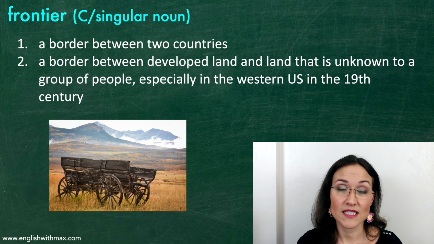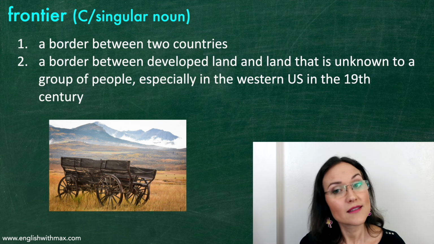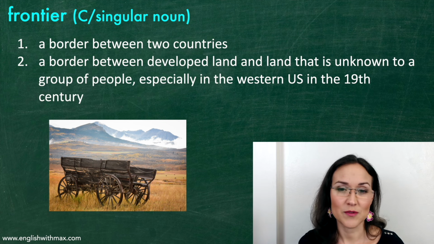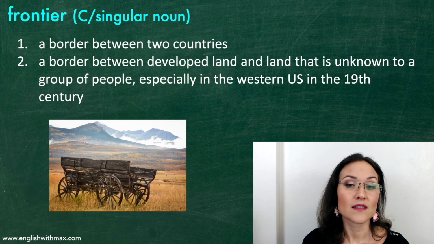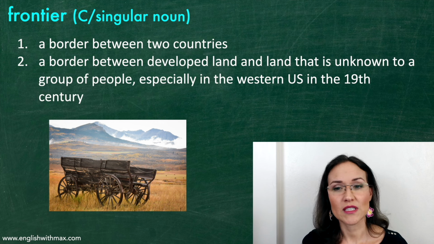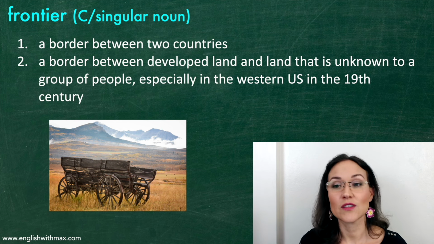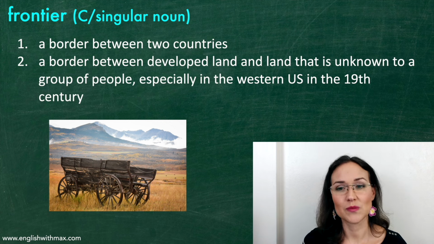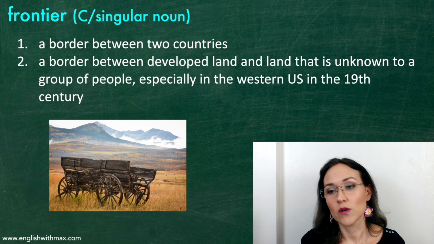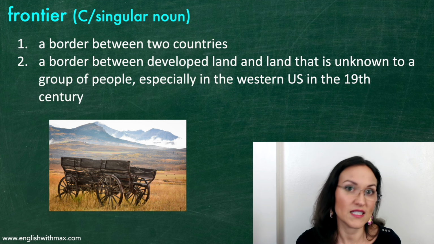The next word is frontier. Frontier. It's a countable and singular noun. It has a couple of meanings. Number one, a border between two countries. Number two, a border between developed land and land that is unknown to a group of people, especially in the Western US in the 19th century. I say unknown to a group of people because in the US, for example, there were Native Americans across the land, but to the Europeans, there was a sort of border between what they knew and what they didn't know.